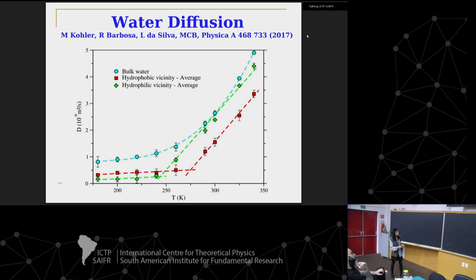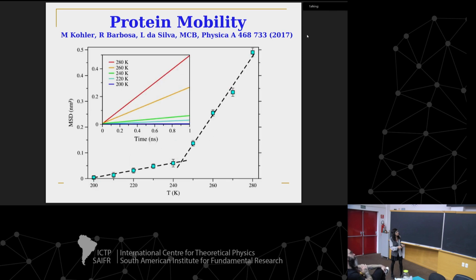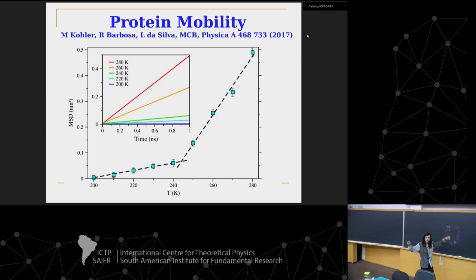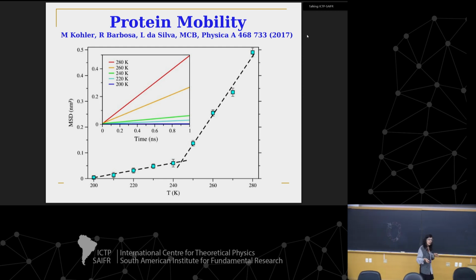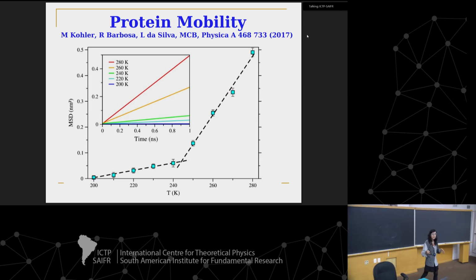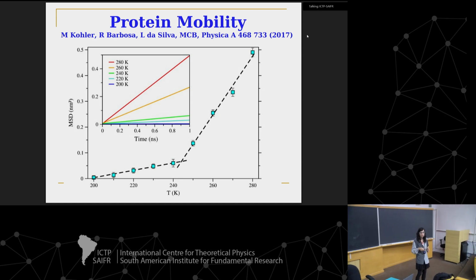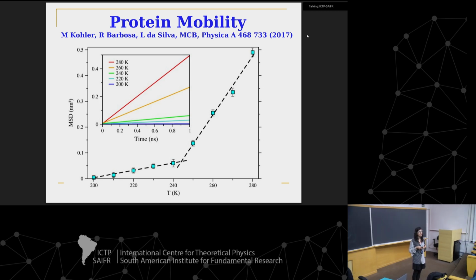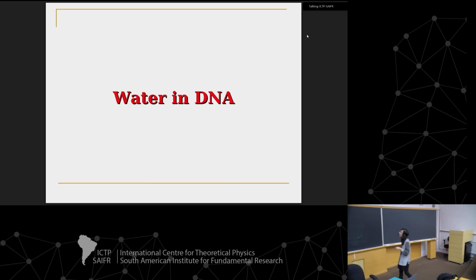Okay, so up to this point, they are together, and then each one goes in separate ways, does its own diffusion. So while water is influenced by the protein, the protein is also influenced by the water, which means that when you discuss protein folding that happens in this area, water is also part of the process of the folding. Okay? So, lesson learned. Now the question is water in DNA.